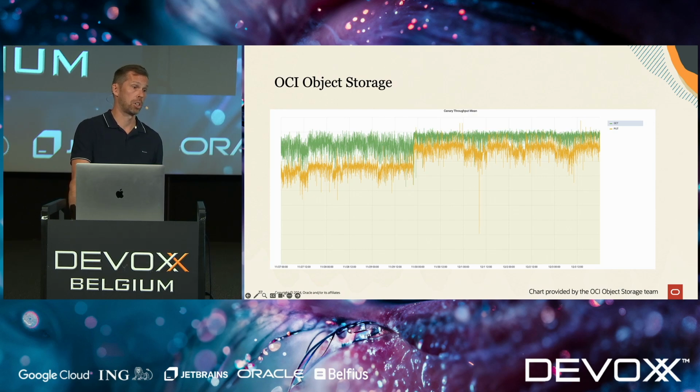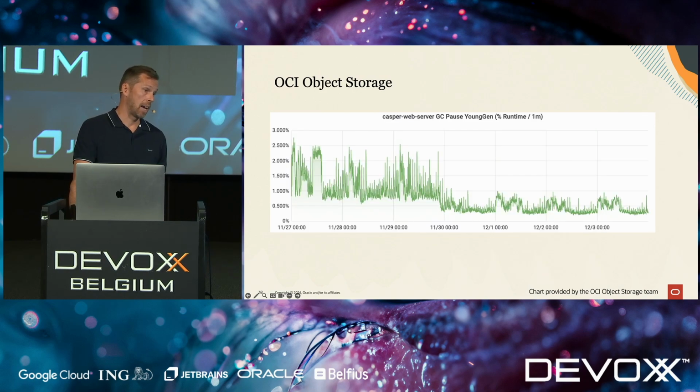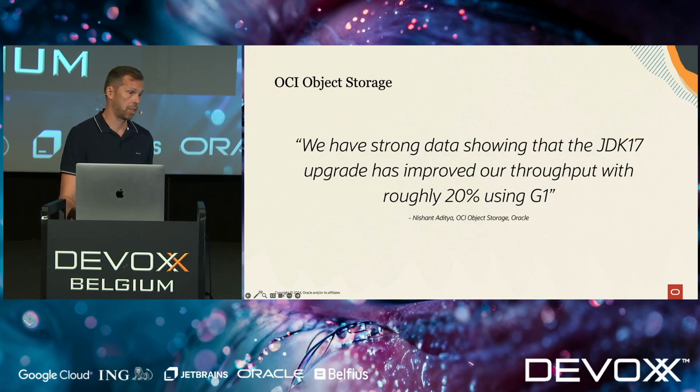So here we have a chart showing their get and put. They are an object storage, just storing and getting data from the cloud. We can see here that during the upgrade, they saw a pretty significant boost in performance indicators for both get and put, which is really nice. And again, if we look at the time spent in GC, this is looking at collecting the young generation. We can see that the amount of time spent in that went down from around 1% down to something like 0.5% of the application runtime. So pretty great to see.